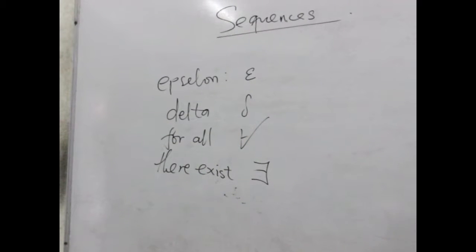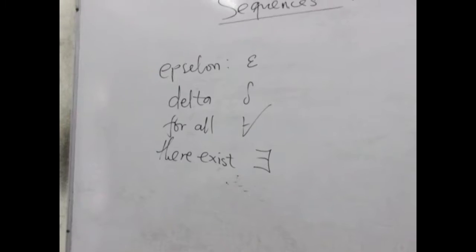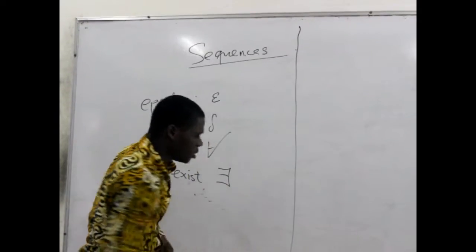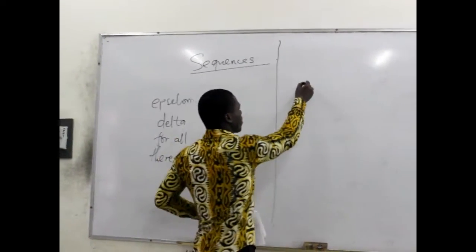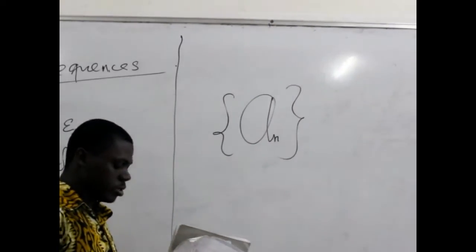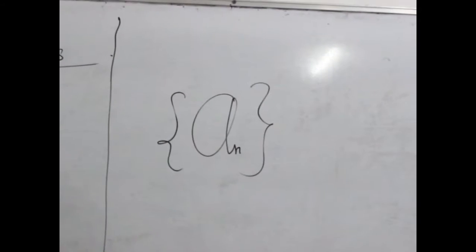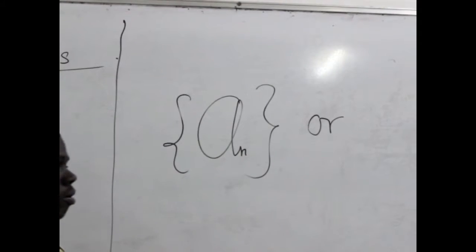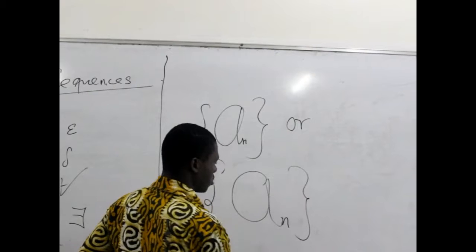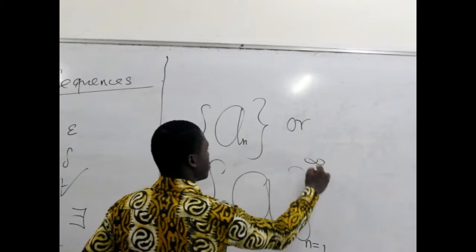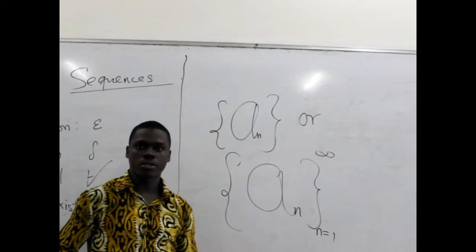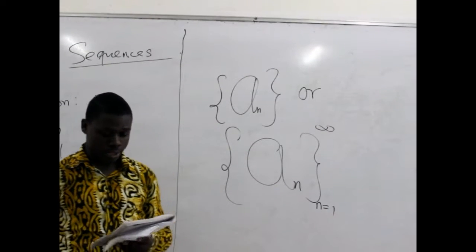Having done that, we want to look at how to denote a sequence. The sequence is denoted as this. So anywhere you see this symbol, that means we are talking about a sequence. So we either have this, or we have this, with n equals 1 to infinity. So these two are the denotations as far as the sequence is concerned.